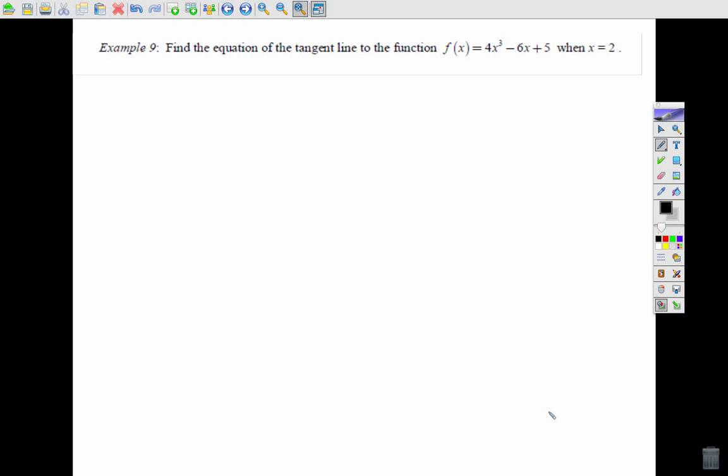All right, let's see. Find the equation of the tangent line to the function f of x equals 4x cubed minus 6x plus 5 when x equals 2. On the test we took last week, this was a fairly long problem because you had to use the limit definition and substitute in all that. It's a cubed function, so I probably wouldn't even have given you that one because it's ugly, but let's see how easy this is now that we have our derivative rules.